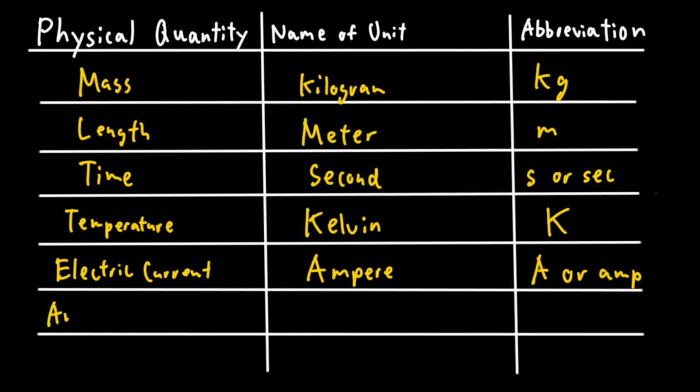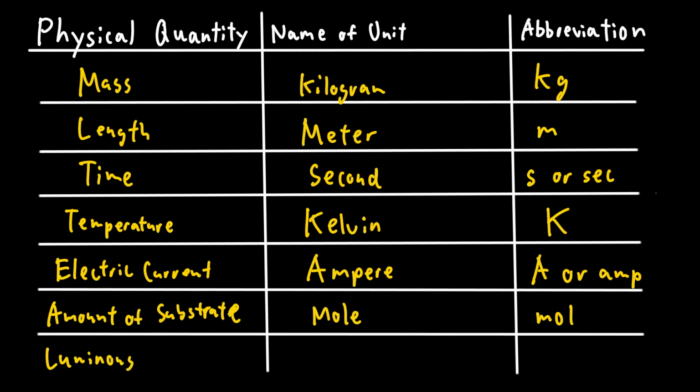Amount of substance is affiliated with moles, which is abbreviated with MOL. Luminous intensity is affiliated with candela, or however you pronounce this again, and this is abbreviated with CD.